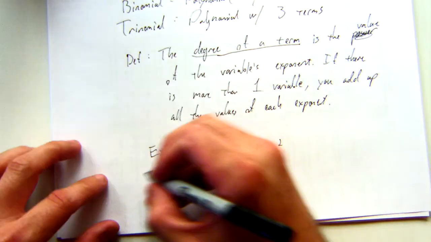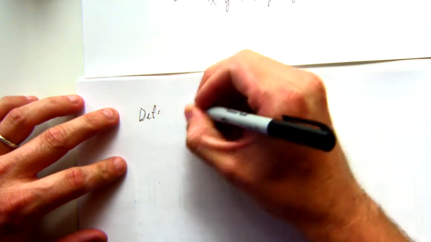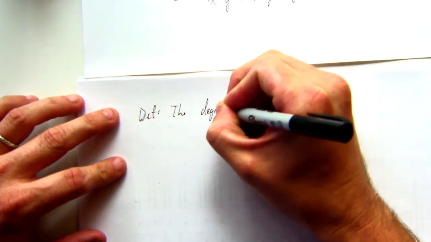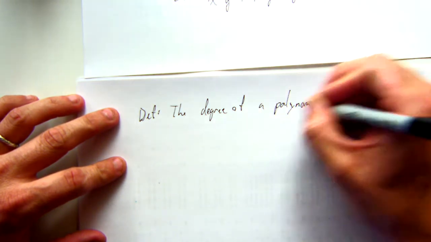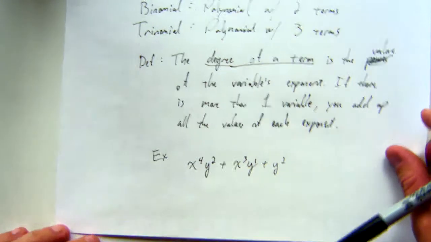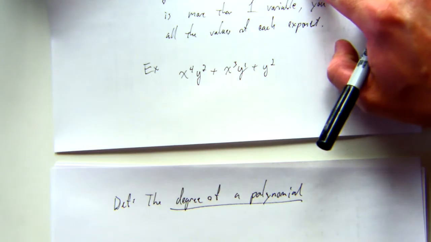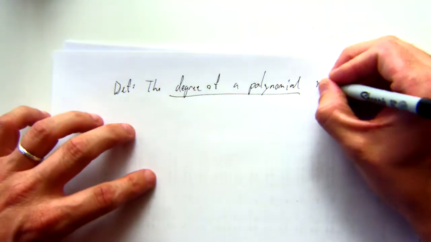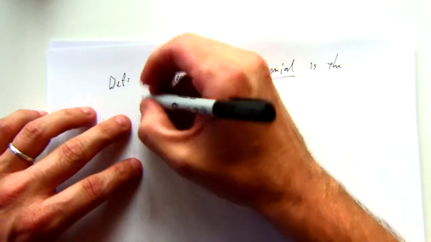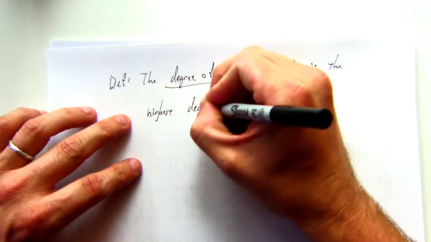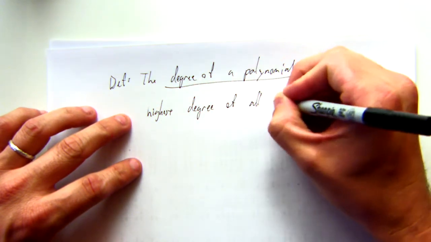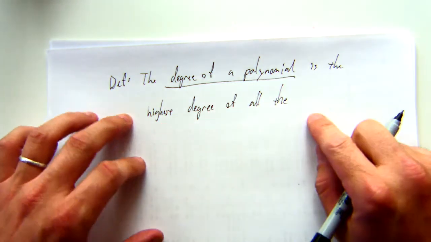Okay? Well, we also have a definition for the degree of a polynomial. So notice I've got a definition for the degree of a term, and I've also got the definition for the degree of a polynomial. The degree of a polynomial is the highest degree of all the terms. So you just look at the degrees of every term and you take the biggest one.